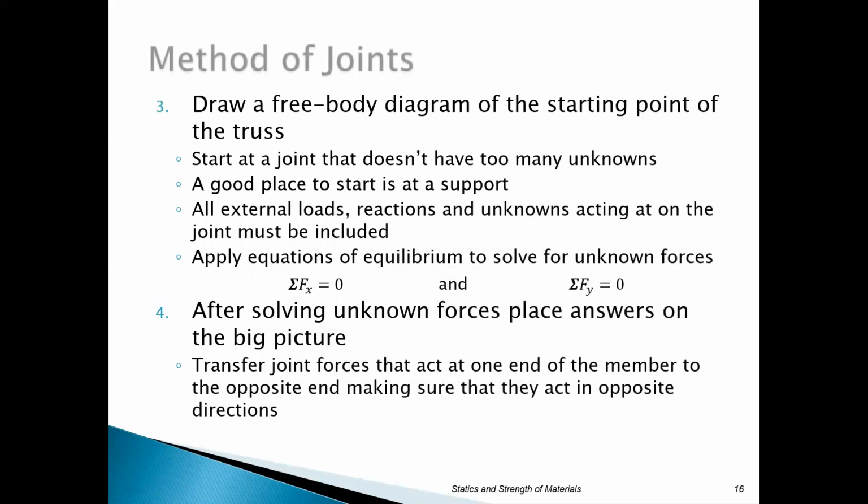Okay, the third point is to draw a free body diagram of the starting point of the truss. So what's the starting point? That's the key. You don't start at a joint that has too many unknowns. You need to start at probably one that has no more than maybe 2 or 3 unknowns. If you have 4 or 5, you're not going to be able to do it.